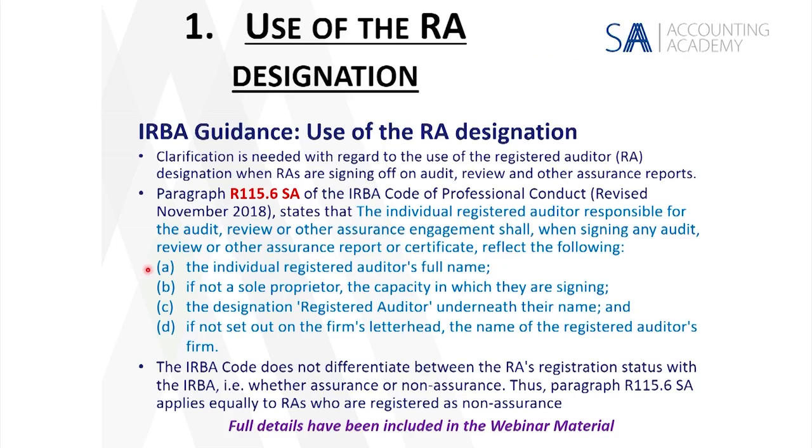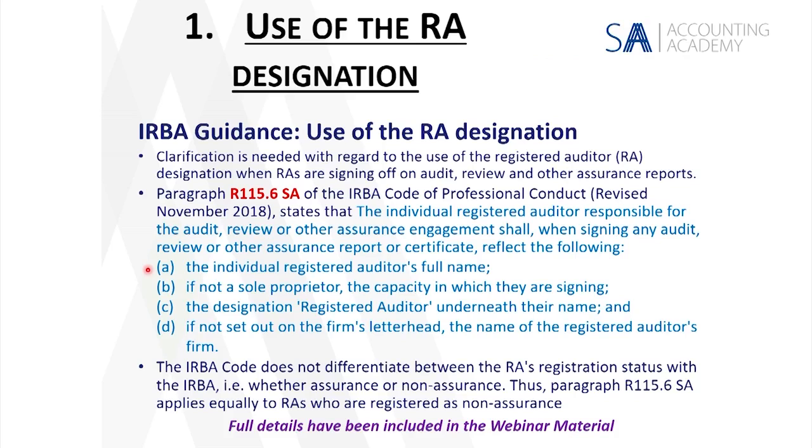The individual registered auditor's full name. Full name. So mine will have to be not just Lettie, it'll have to be Aletta Cecilia, right? The whole caboodle. So it has to be the full names. That, together with, if I'm not a sole proprietor, the capacity in which I'm signing. Am I signing in my capacity as partner or director or what? What am I signing as? Right, if not a sole proprietor.